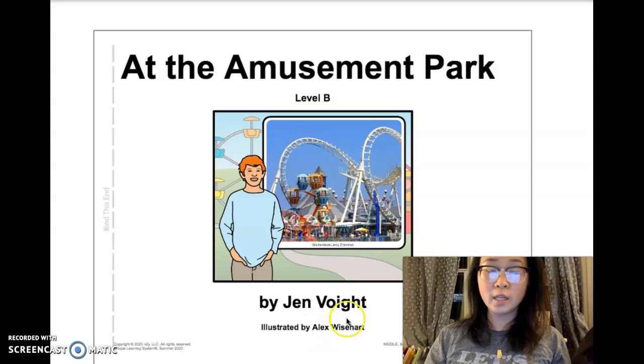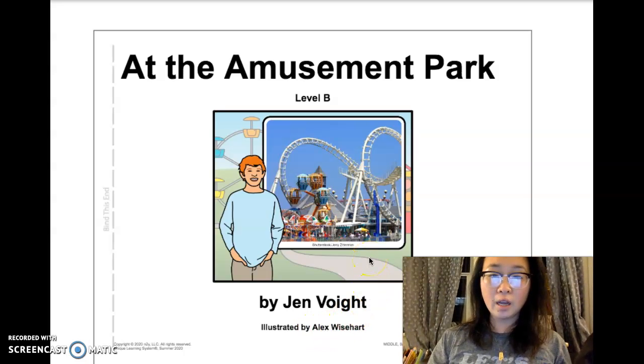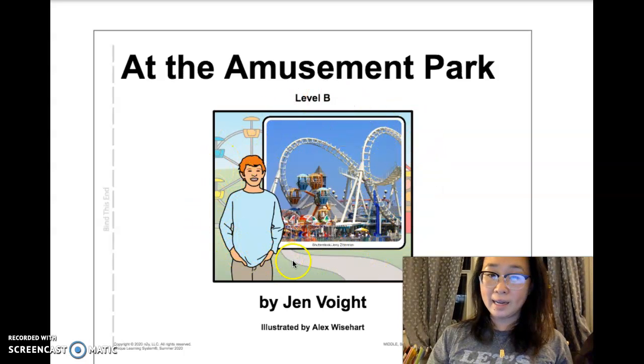Illustrated by Alex Weishart. And so, if we don't know what an amusement park is, we can use this picture to kind of guide us and show us what it's about. So, we see that there's a roller coaster, and amusement parks are like maybe you've been to Disneyland, Disney World, Great America, Six Flags, those are places that are pretty popular. They have lots of roller coasters. Almost all amusement parks come with roller coasters or Ferris wheels or some kind of rides. And we see that there is a boy in this picture as well. So I can assume that there is something about a boy going to an amusement park.